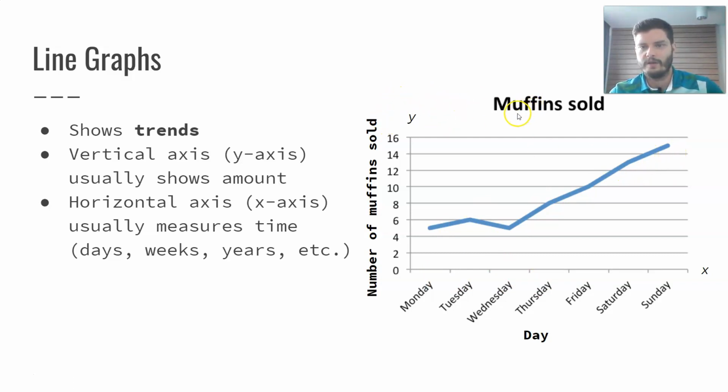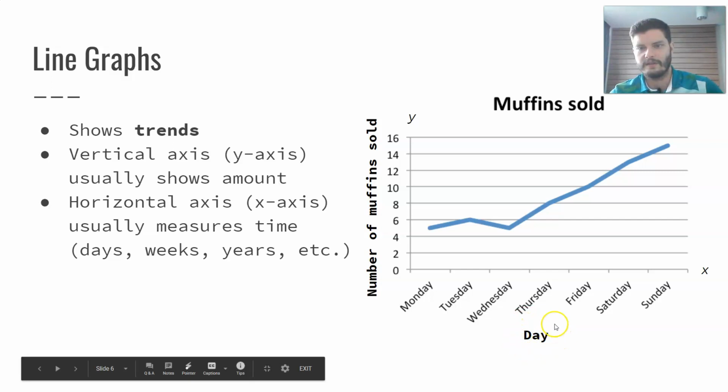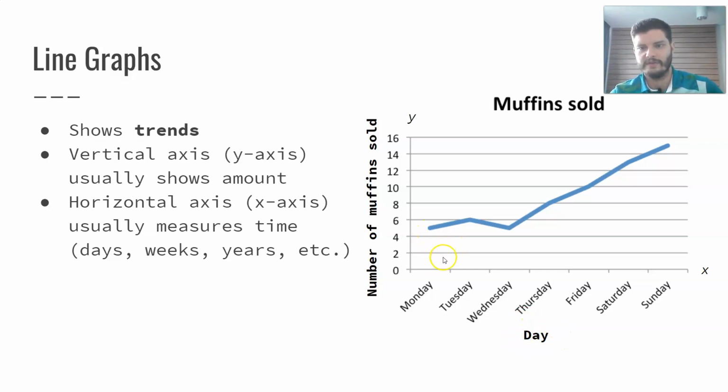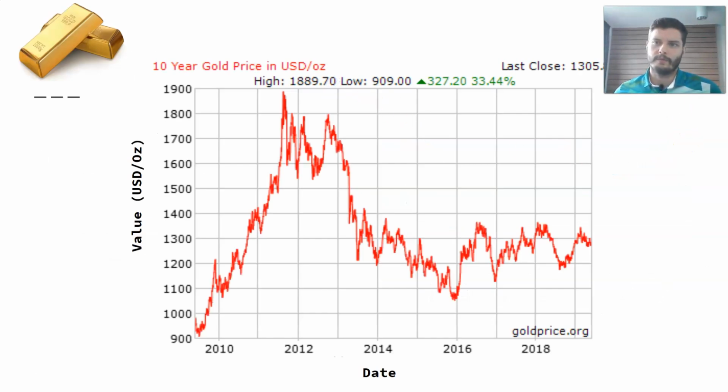So if you look at my muffins sold line graph, I have a title, of course, so we know what we're looking at here, although this S should be capitalized. I've labeled my axes, number of muffins sold here, and the days on the bottom. So on Monday, sold about 5 muffins. Tuesday, sold 6 muffins. And then you can see there's an upward trend. I've been selling more and more muffins. My muffins are getting more and more popular as the days go by. So I can easily see that I'm doing well in regards to my muffin sales simply by looking at this graph.